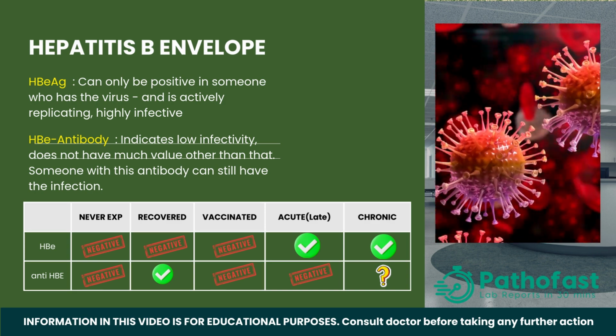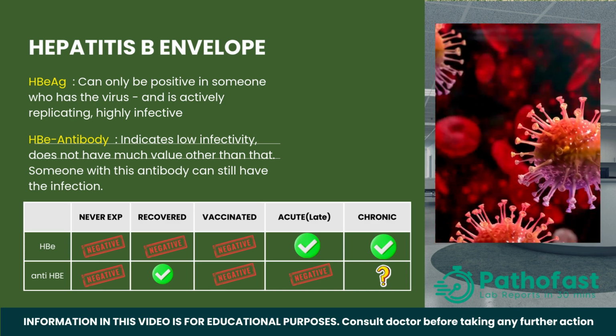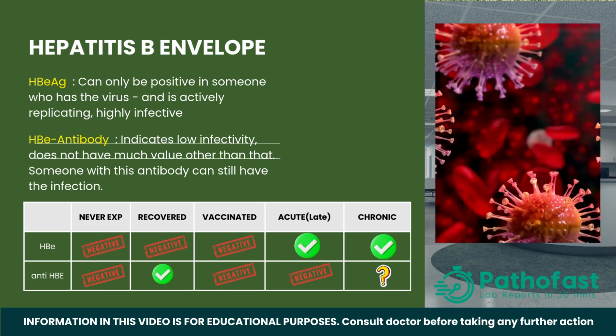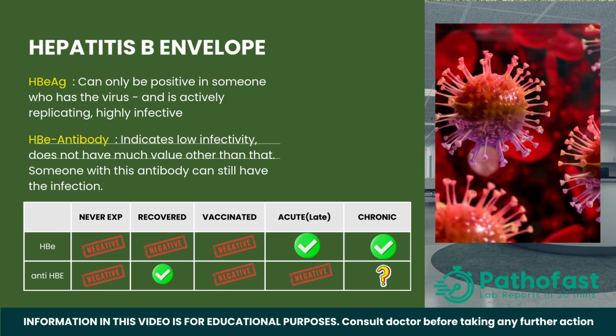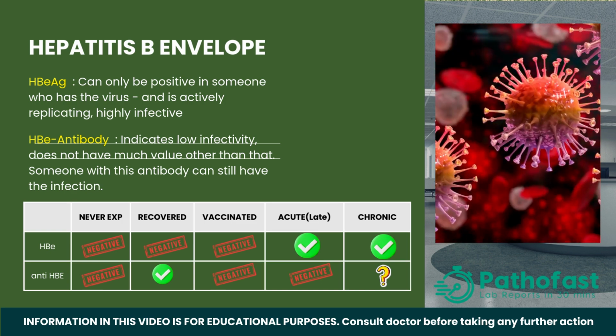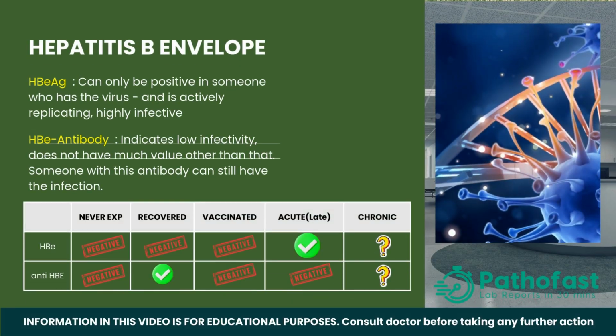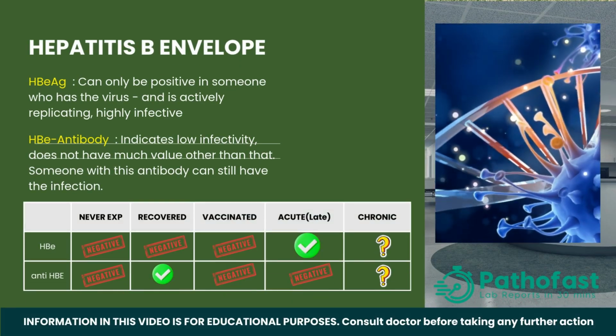And what does the HBe antibody indicate? Well, the opposite, that this person is no longer replicating this virus very fast. The body has mounted an immune response against it, but it does not mean that the person is completely free of the virus or that he can't spread it. So, what are the different patterns of HBe and anti-HBe in different conditions?